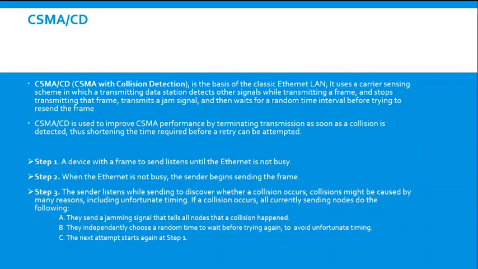And while the sender is sending, it detects whether a collision will occur or is occurring, which might be caused by many reasons, including unfortunate timing. If a collision is detected, all currently sending nodes do the following: send jamming signals to tell all the nodes that the collision happened, independently choose a random time to wait and try again, and the next attempts start all over again.